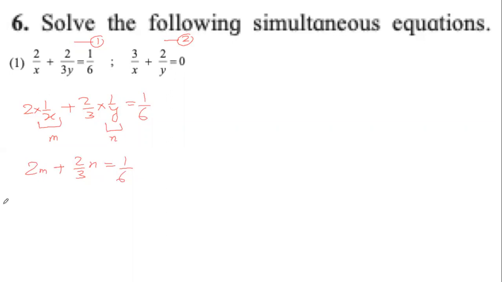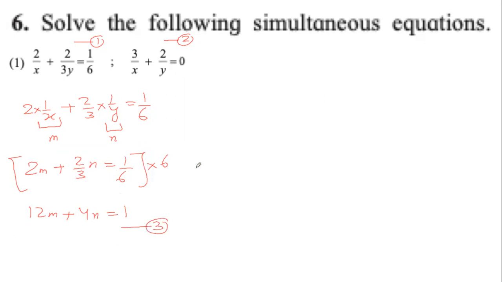Here also my advice to you was to try to remove the denominator. You can easily remove the denominator by multiplying by 6. When we multiply by 6, 2 into 6 becomes 12m plus 2 by 3 into 6. 3 ones are 3, 3 twos are 6, 2 into 2 is 4. So 4n equals 1 will be our new equation.